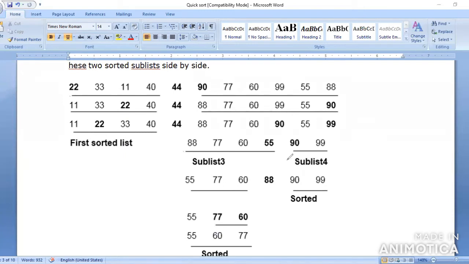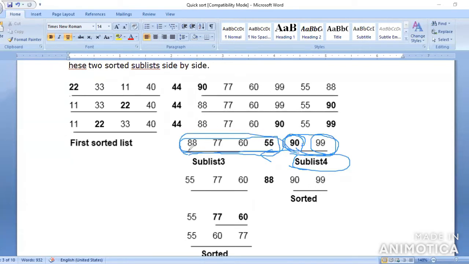Check here. In this one, not sorted, all the elements less than the pivot element are on the left side, and the right side is greater than the pivot element value. So these two lists are sorted in the given numbers. 90, 99 are sorted. But these elements are not sorted in the given algorithm.